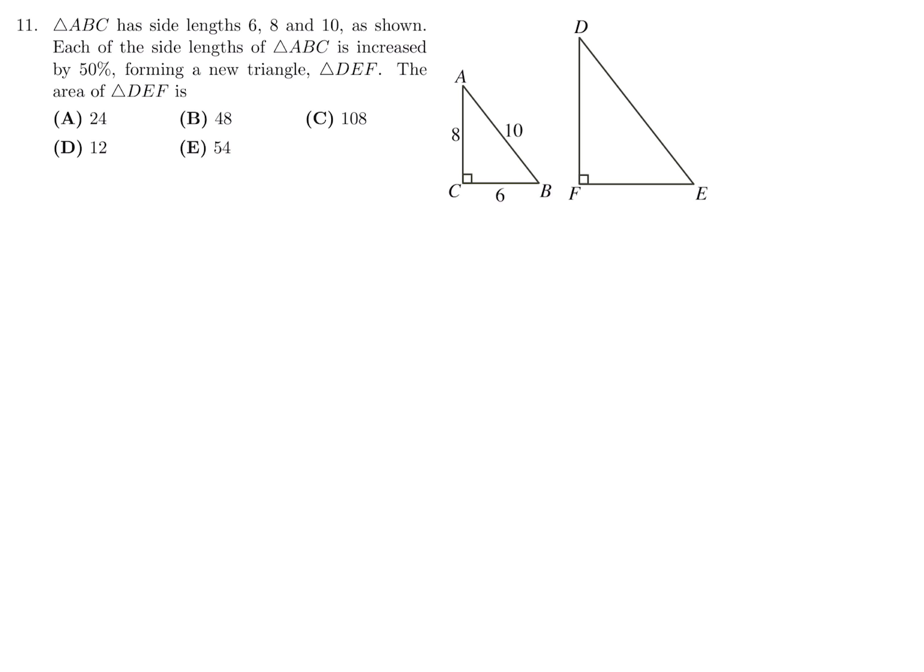This triangle ABC has side lengths 8, 6, and 10. And we're going to increase each of those by 50%. So this now becomes 12, this becomes 9, and this becomes 15. And this is still a Pythagorean relationship because it's a right angle. So they want the area of this new triangle.